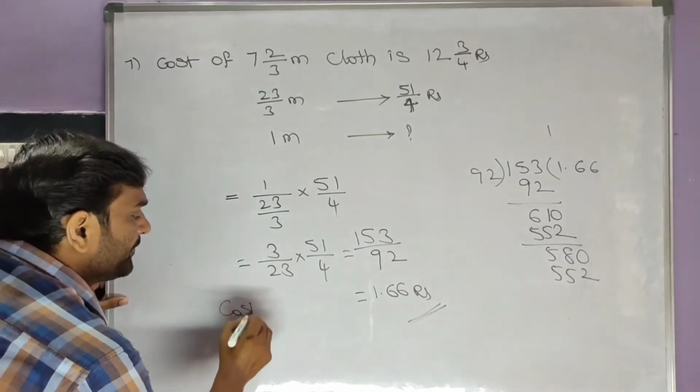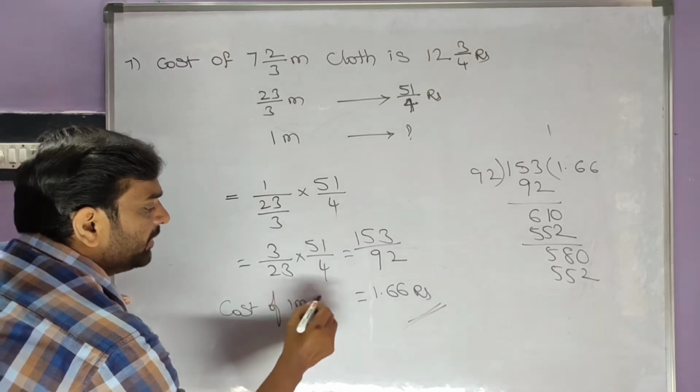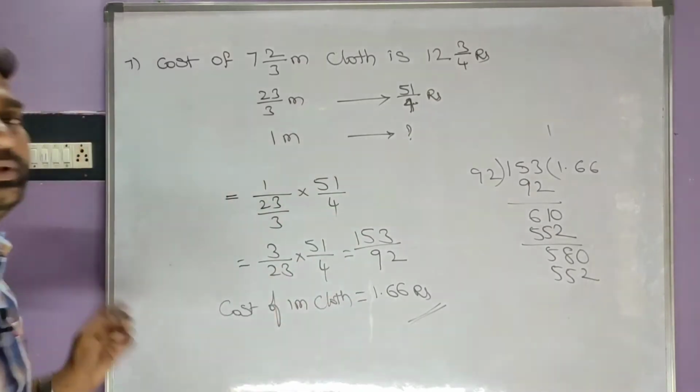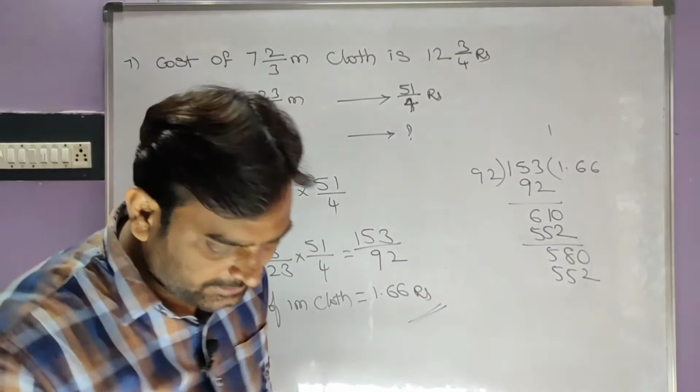Cost of 1 meter cloth is 1 rupee 66. Okay, yeah. Next question.